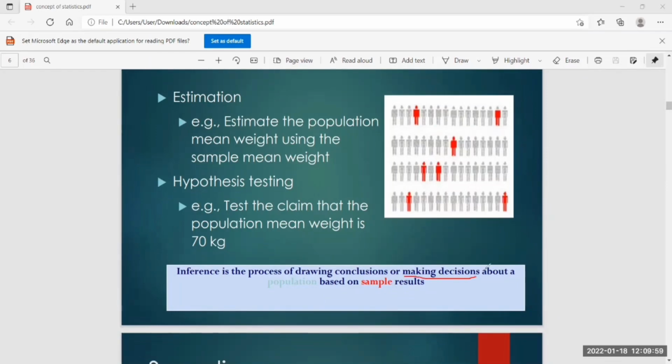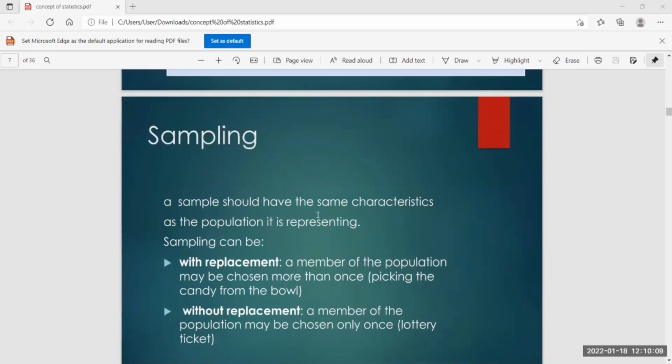You're trying to diagnose and then make decisions about your diagnosis based on sample results. A sample should have the same characteristics as the population it's representing. You cannot have a different sample and a different population. With replacement, a member of the population may be chosen more than once, like picking candy from a bowl. Without replacement, a member of the population may be chosen only once, like a ticket lottery.